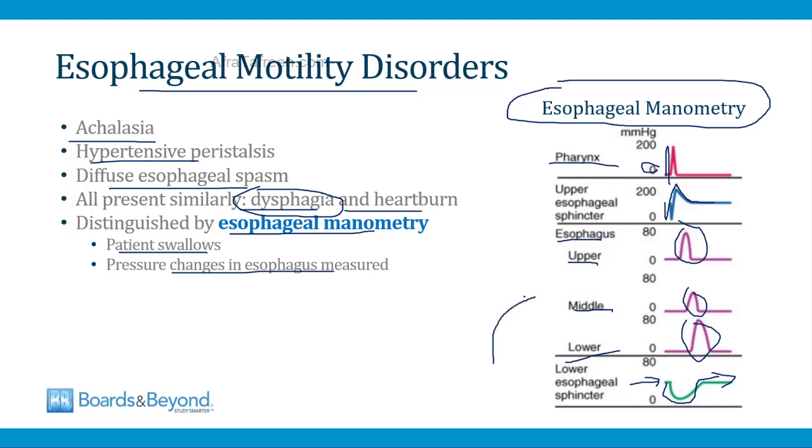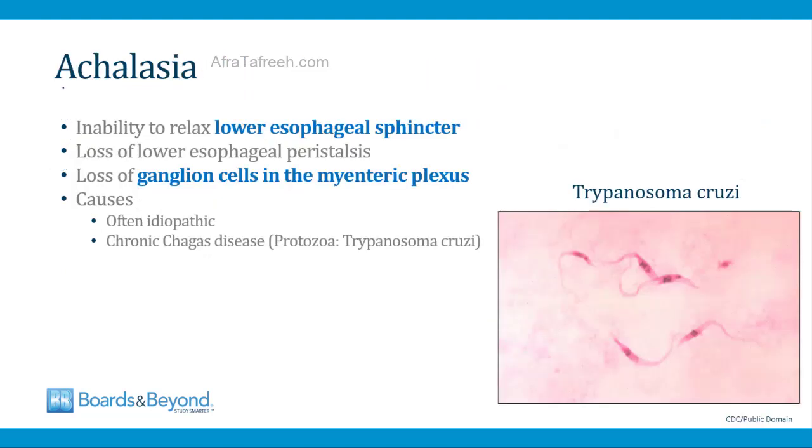So these data are very helpful in evaluating patients with motility disorders. The results of esophageal manometry are different for achalasia, hypertensive peristalsis, and diffuse esophageal spasm, and we'll see some examples of that in the next few slides. Our first motility disorder we'll discuss is achalasia.